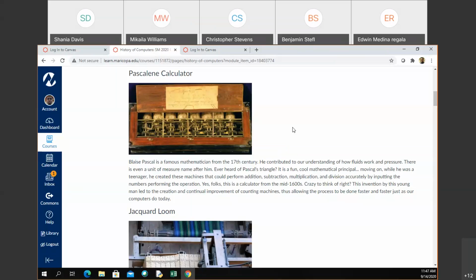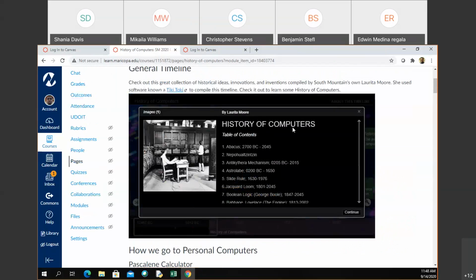So, yeah, that's a pretty ancient device, but it's a computing device. And like I said, there are others too. So what you'll notice up here is that Miss Larita Moore, a professor at Southmont Community College, has this thing called a tiki-taki, and you can use it to create a timeline. There's a link here so that you can go to it if you wanted to.